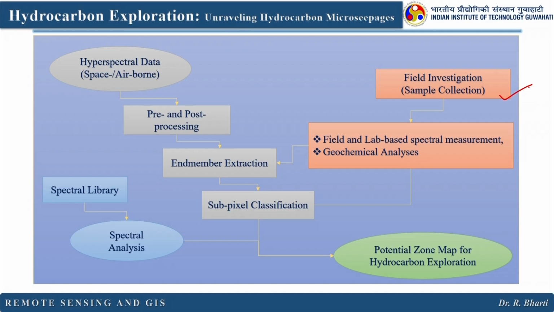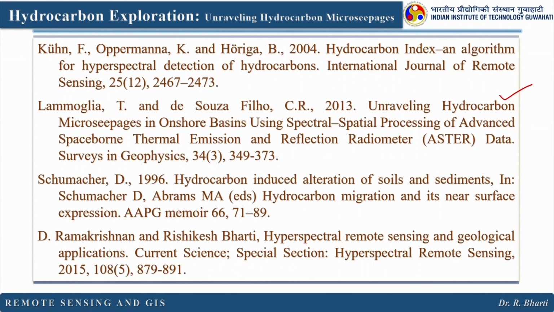So if you are not able to detect them directly, you can track these proxies to identify whether this area is having any kind of microseepages, right. So if you can do that, then you can justify using field investigation in this area, and then you can conclude that these are the hot spots which are potential for hydrocarbon exploration, right. Here I have listed some of the papers from this particular application. So if you are interested, you can just go through them.